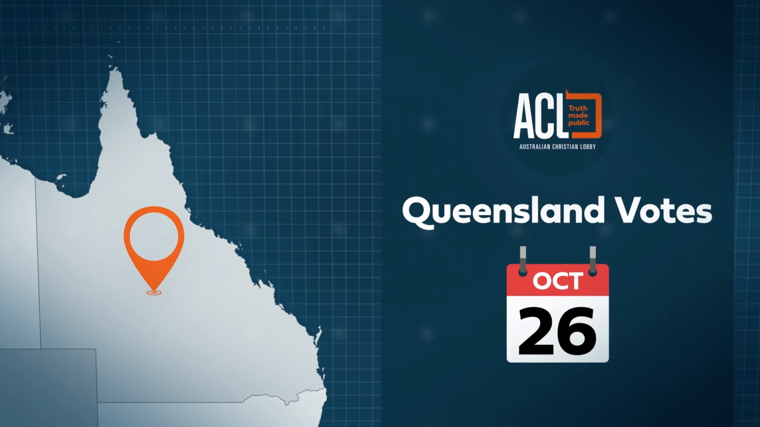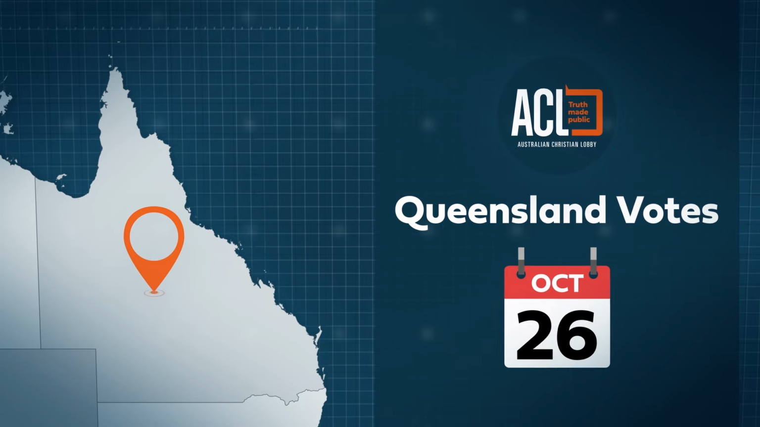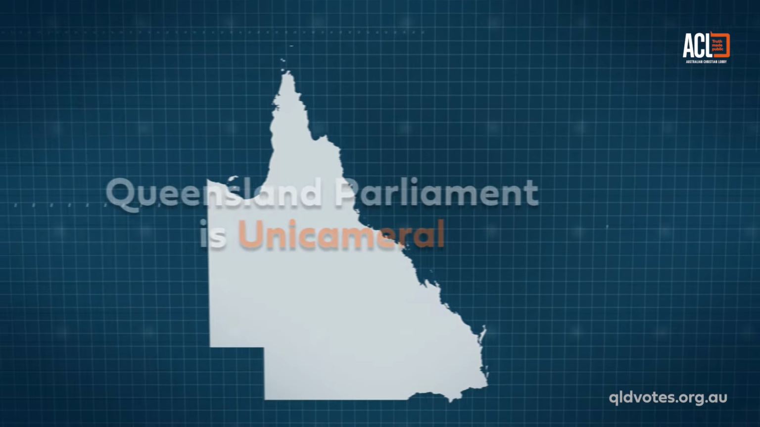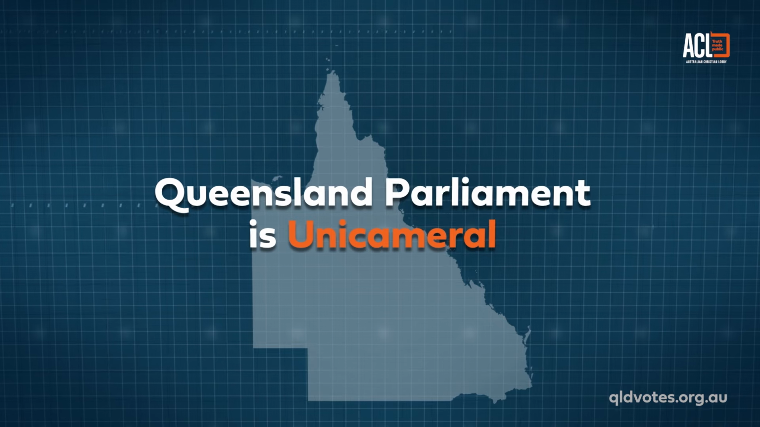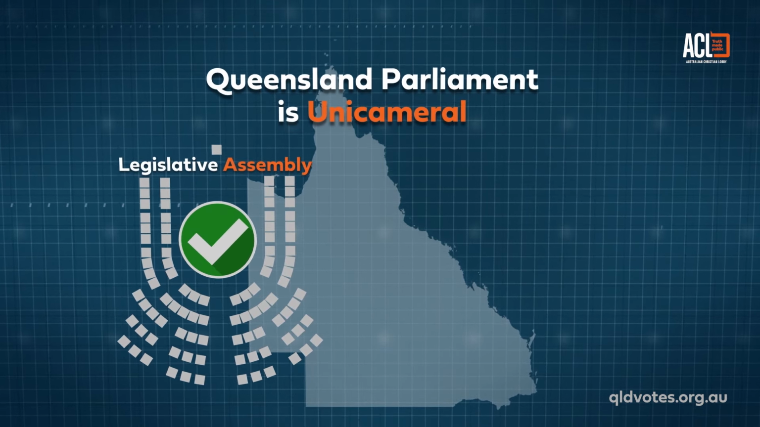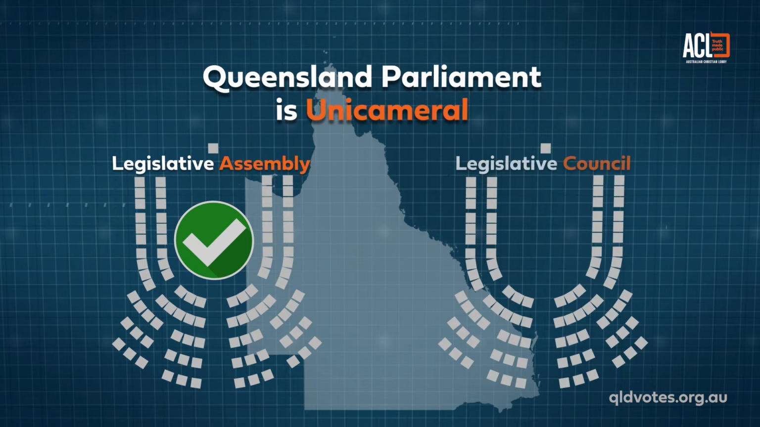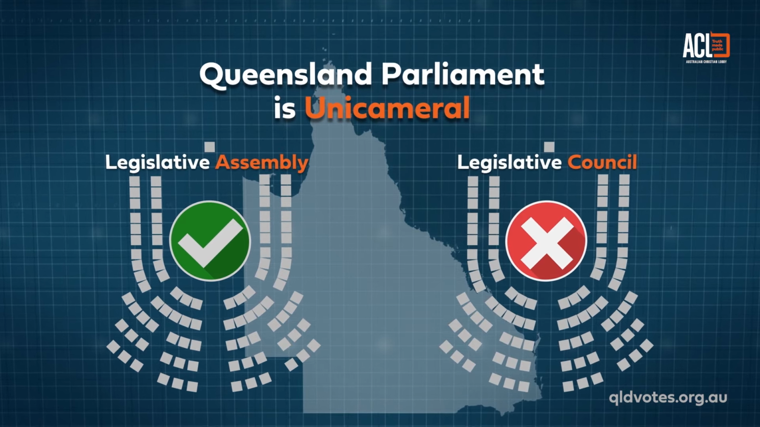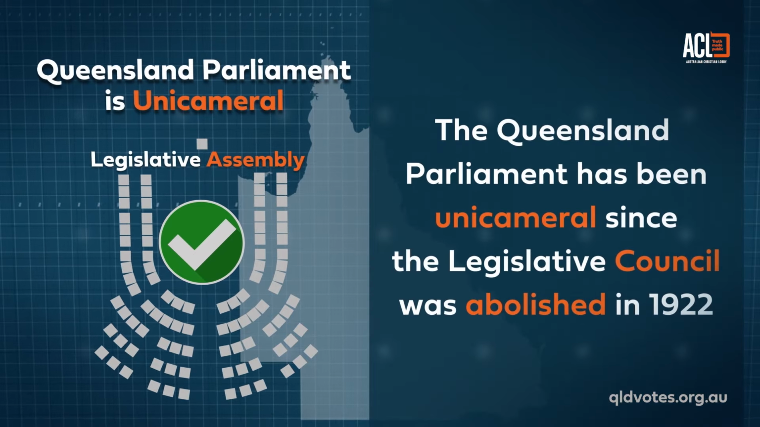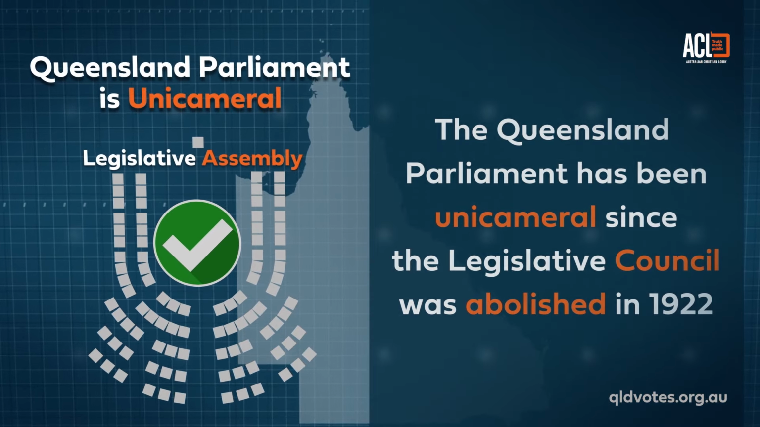Queensland will conduct a general election for the House of Assembly on October 26, 2024. The Queensland Parliament is unicameral. This means the state has a lower house called the Legislative Assembly, but no upper house or Legislative Council, as do all other Australian states. The Queensland Parliament has been unicameral since the Legislative Council was abolished in 1922.